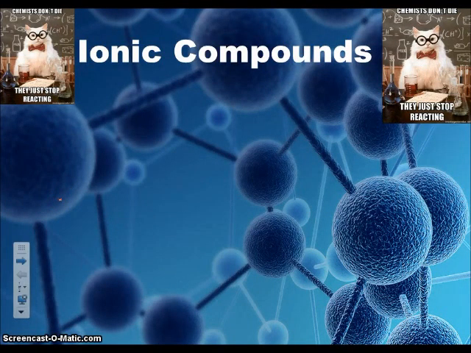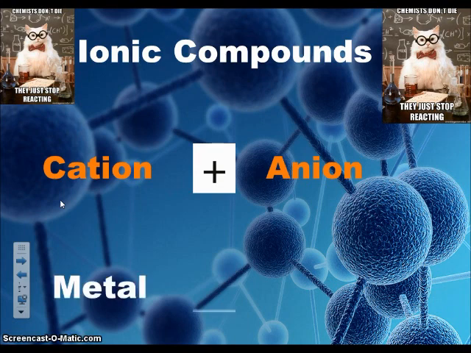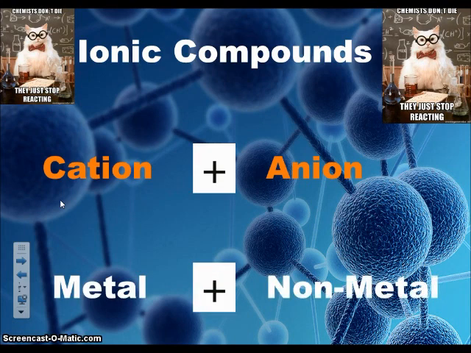You might be thinking to yourselves, what is an ionic compound? Let us ease your pain and teach you. An ionic compound is a combination of a cation and an anion. To simplify, we will refer to this as a metal and a nonmetal. There are a few exceptions.